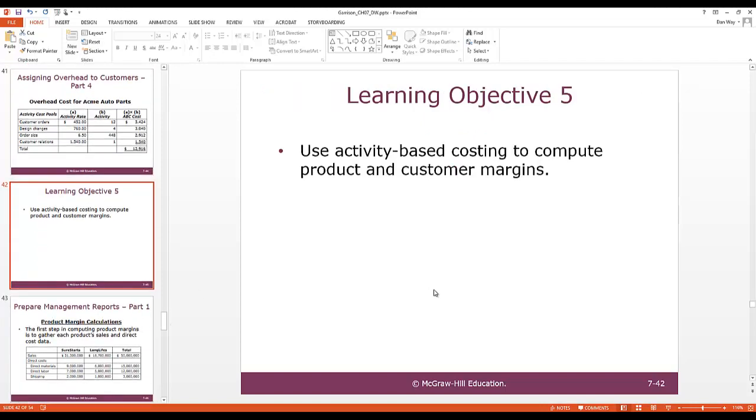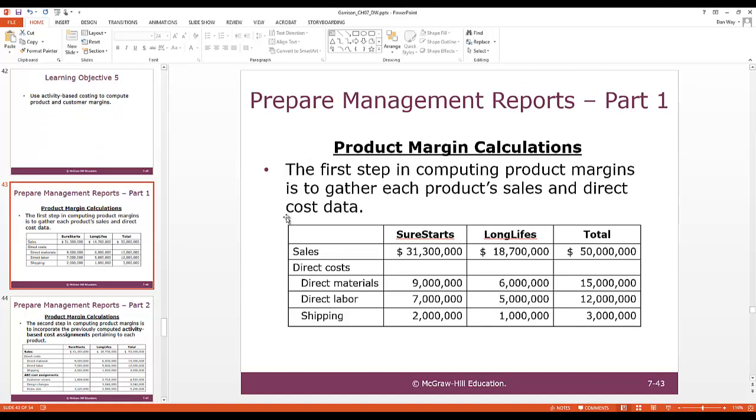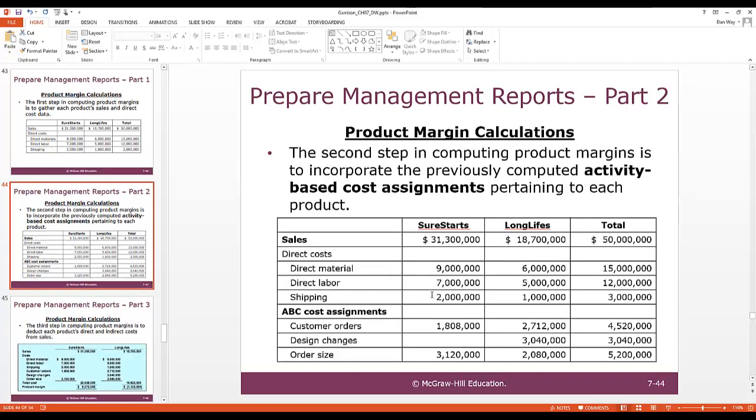Speaking of which, learning objective 5 was to use activity-based costing to compute product customer margins. Okay, so product margin calculations, first step in coming up with one of those is to just put together each product's sales and direct cost data. So for our Sure Start and our Long Life in our Baxter example, we know the total sales generated by each product, and we know those direct costs, so the direct materials, the direct labor, and then those shipping costs. So next we have to incorporate the activity-based costing assignments that we just calculated pertaining to each product. So we'll just bring those forward from our earlier analysis.